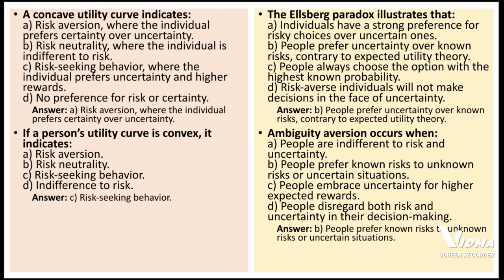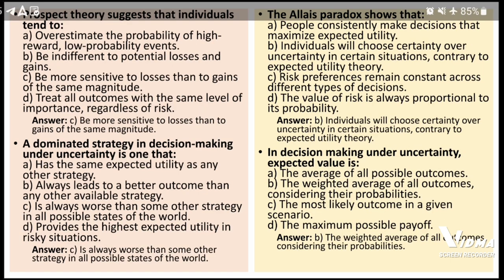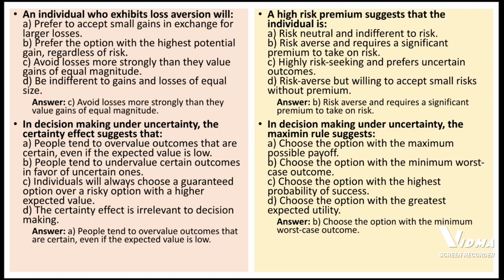People prefer known risk over uncertainty, contrary to expected utility theory. Ambiguity aversion occurs when, answer is B. People prefer known risk to unknown risk or uncertain situations. Then, an individual who exhibits loss aversion will, answer is C. Avoid losses more strongly than they value gains of equal magnitude.